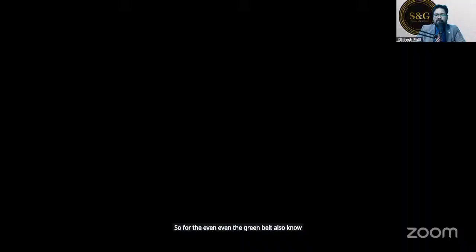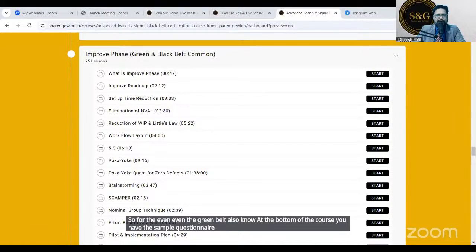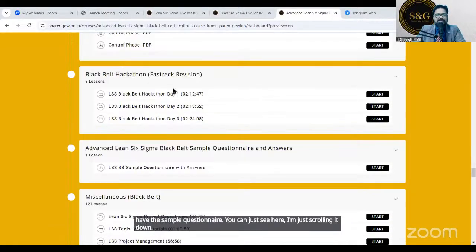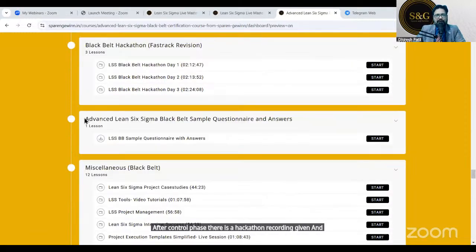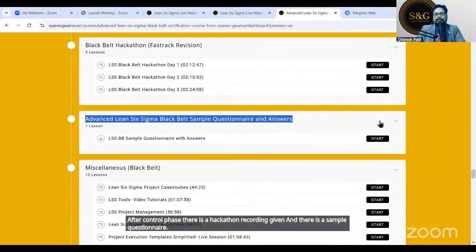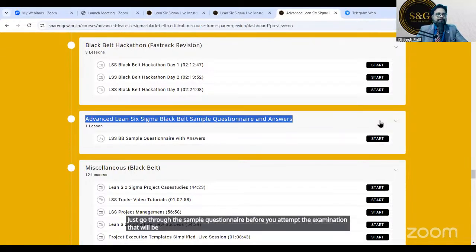For the green belt also, at the bottom of the course you have the sample questionnaire. You can see here, I'm just scrolling it down. After the control phase, there is a hackathon recording given, and there is a sample questionnaire. Just go through the sample questionnaire before you attempt the examination. That will be very handy.